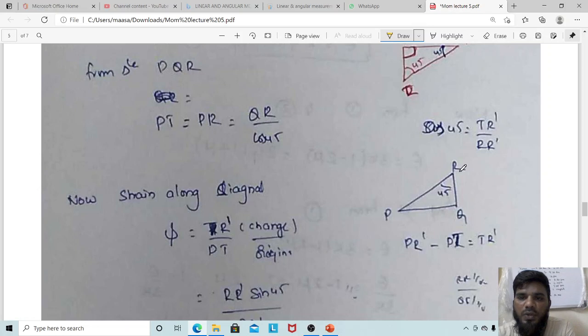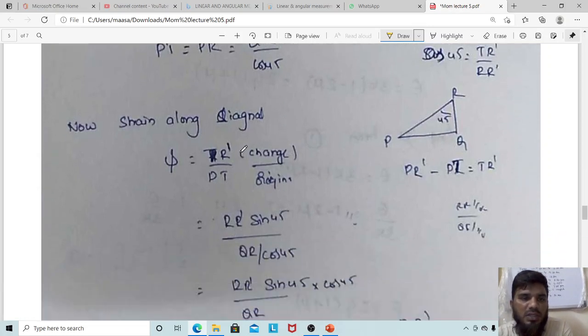Now I have the value of QR. So how we are going to take it is, consider cos theta. What is cos theta? Adjacent by hypotenuse. So what is adjacent here? QR is my adjacent. What is my hypotenuse? PR is my hypotenuse. So cos 45 is equal to QR by PR. You take that cos 45 to the other side, and from that PR is equal to QR by cos 45.